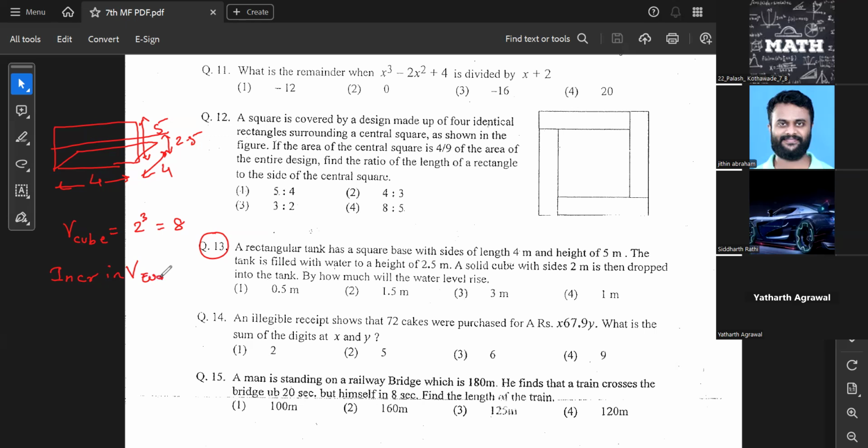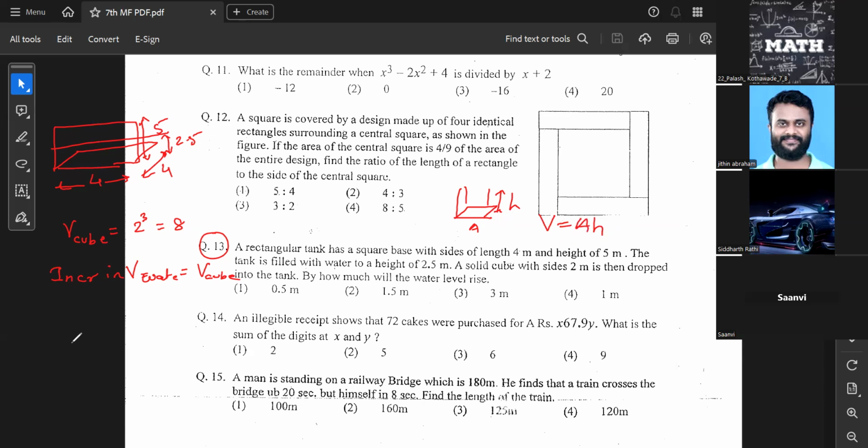The increase in volume of the water tank will be equal to the volume of the cube. Now, how much did the volume of the water tank increase? In general, for any cylinder, if A is the area of base and H is the height, then the volume is area into height. Length into breadth into height is absolutely correct, where length into breadth is basically the area.